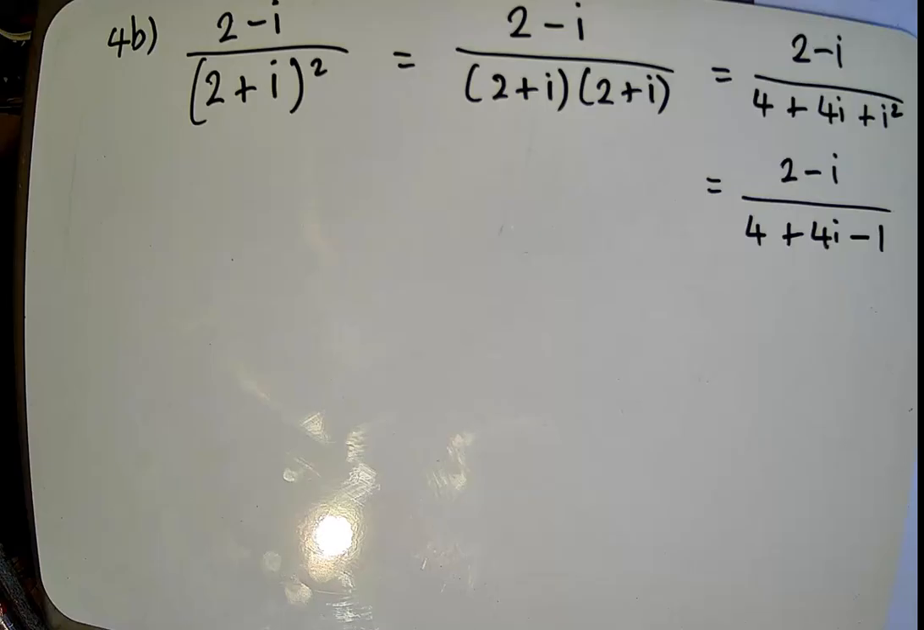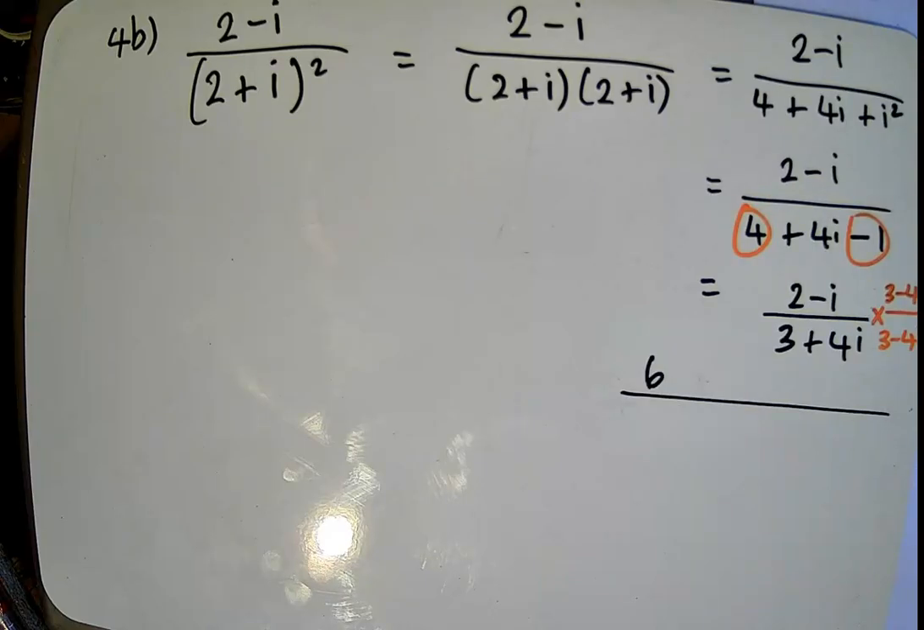Next step is to simplify. 4 minus 1 will give us 3 in the denominator. Numerator the same. Now we're going to multiply it by the conjugate. Whatever you see in the denominator, notice it's a plus 4i, the conjugate will be minus 4i. Then it's FOIL method in the numerator and the denominator.